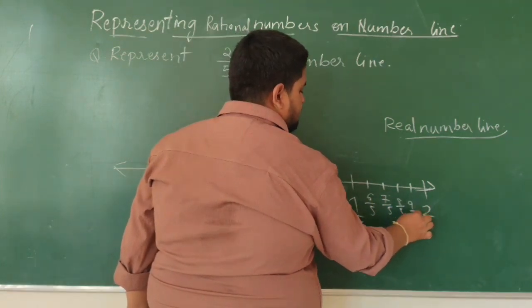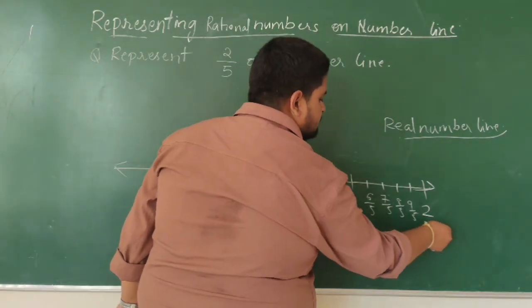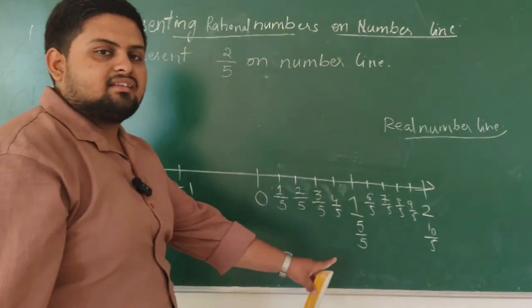This is 9 by 5. And this is 10 by 5. You can see 10 by 5. 10 by 5 if you simplify you will get again 2. That means we are exactly correct.